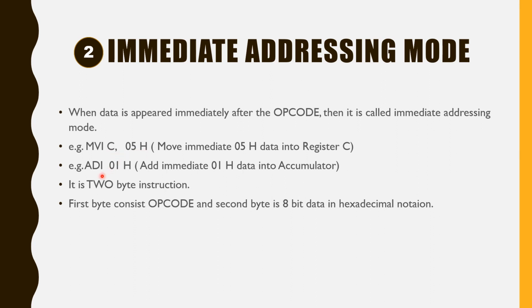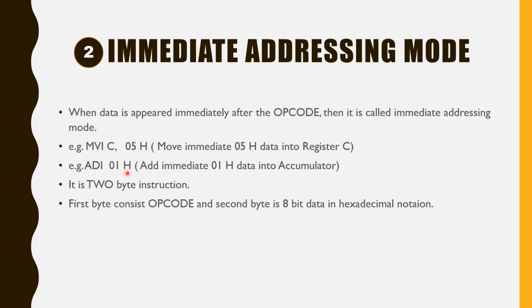The next example they have given is ADI 01. Now what is the meaning of ADI? AD means add and I means immediate. So add immediate 01 data. Now they have not given any register over here. So whenever they do not give any register, it is the accumulator by default. So ADI 01 is added with the accumulator, and again the result is placed back in the accumulator. So this is also immediate addressing mode, because after the opcode the data appears immediately, and this also consumes a 2 byte instruction.